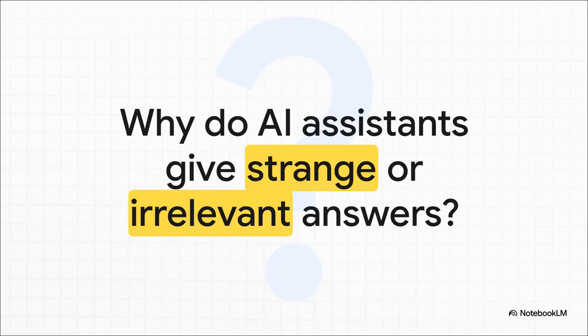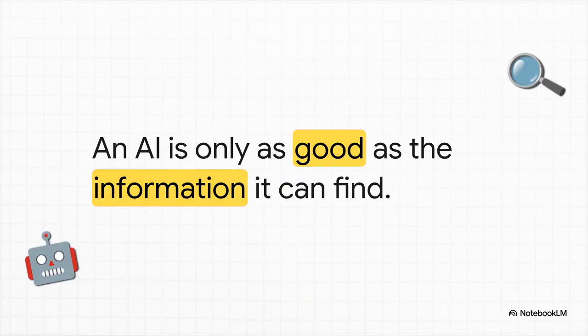So, let's start with a problem we've all faced. You know the feeling, right? You ask an AI assistant what seems like a simple, straightforward question, and the answer you get back is just a little bit off. Maybe it's not quite what you asked for, or it's just plain weird. So why on earth does that happen? Well, it really comes down to one fundamental thing. An AI is only as good as the information it can find.